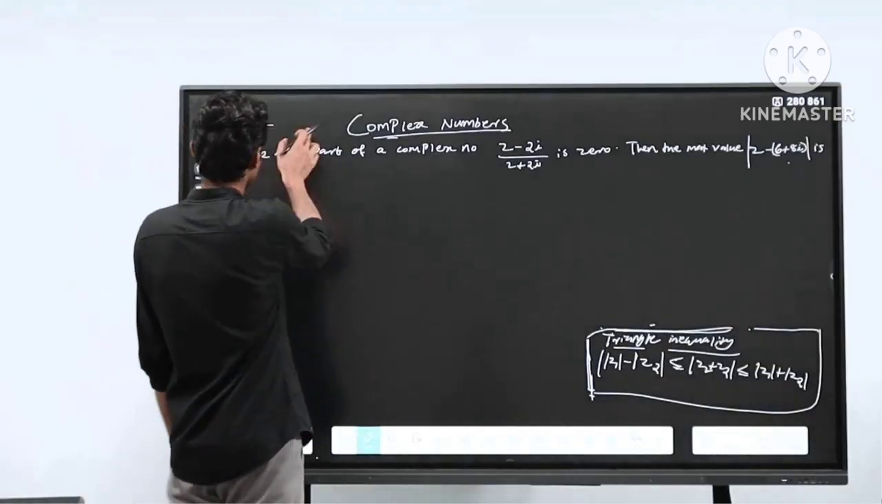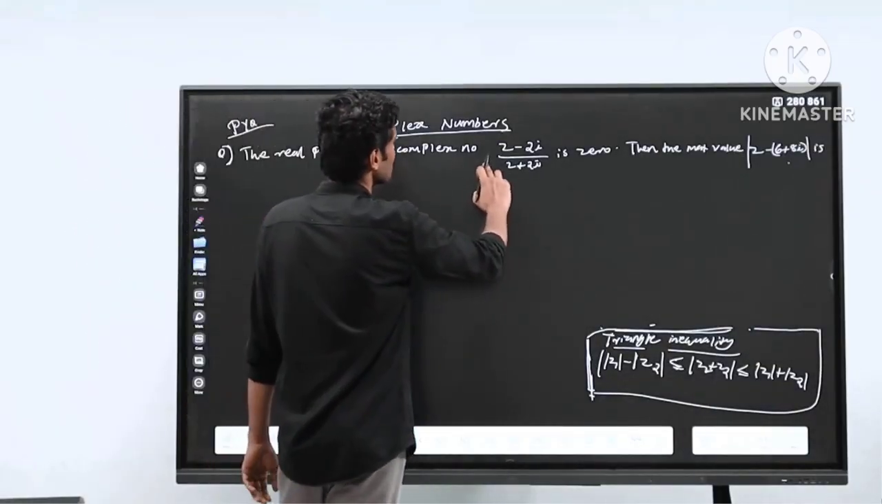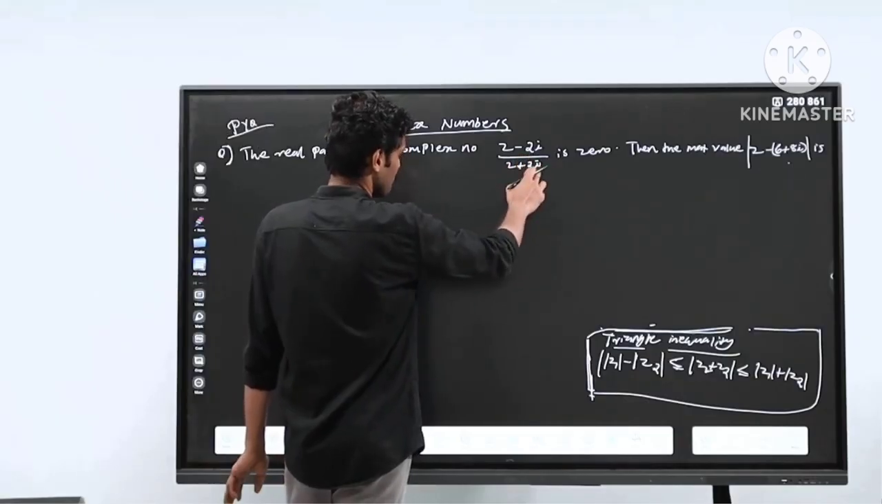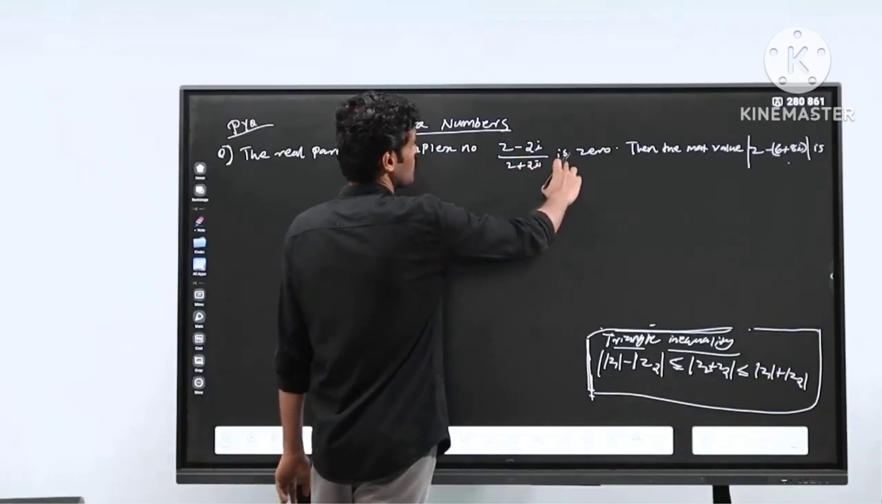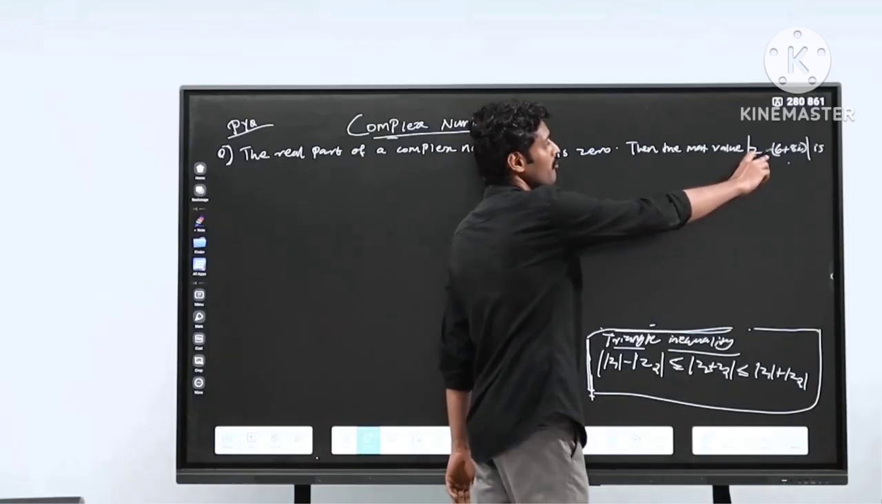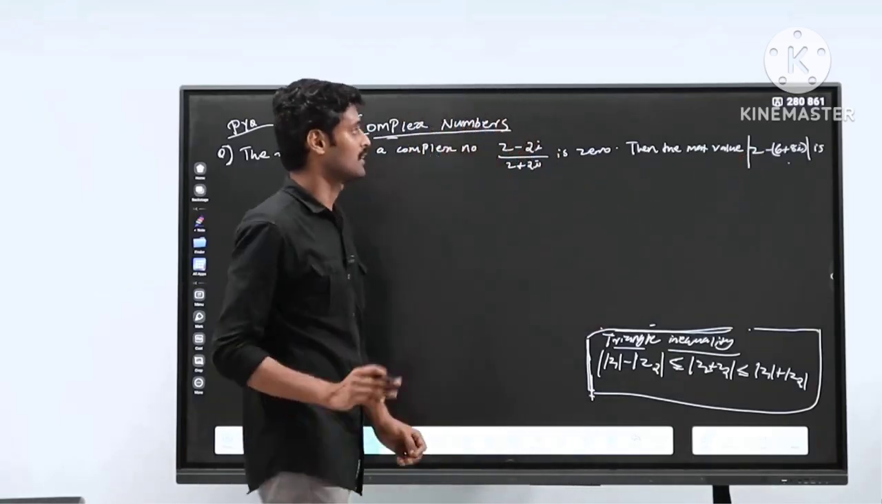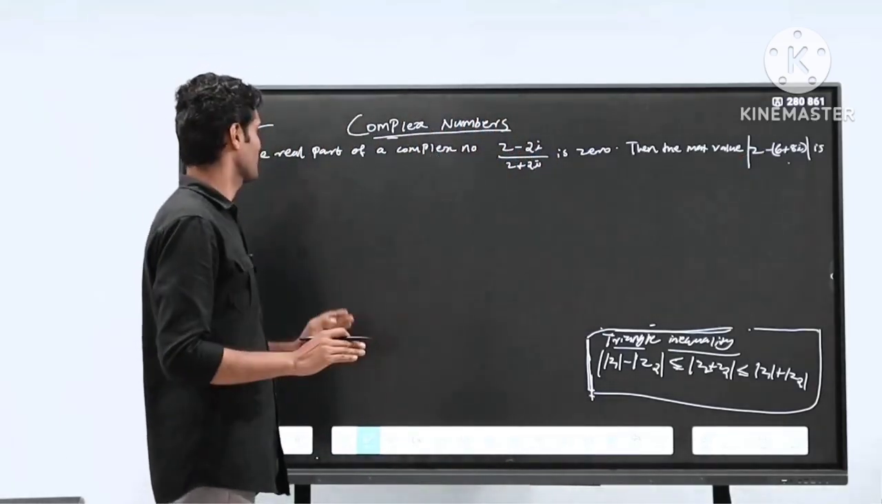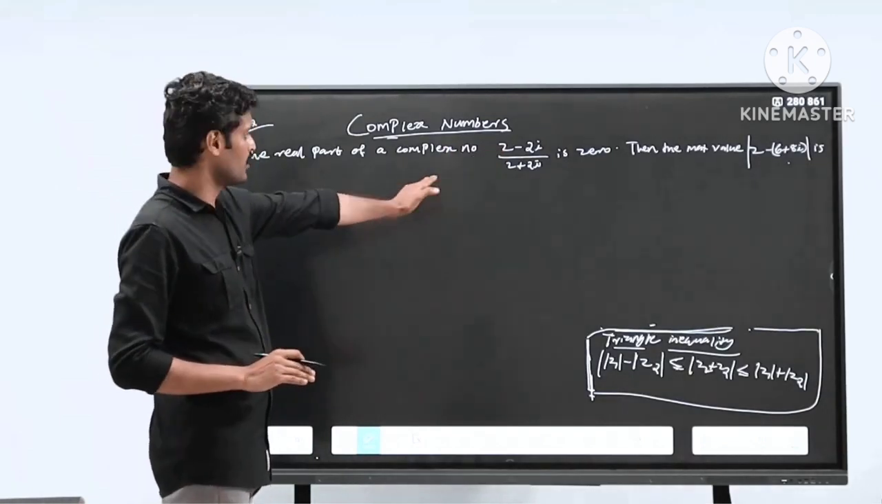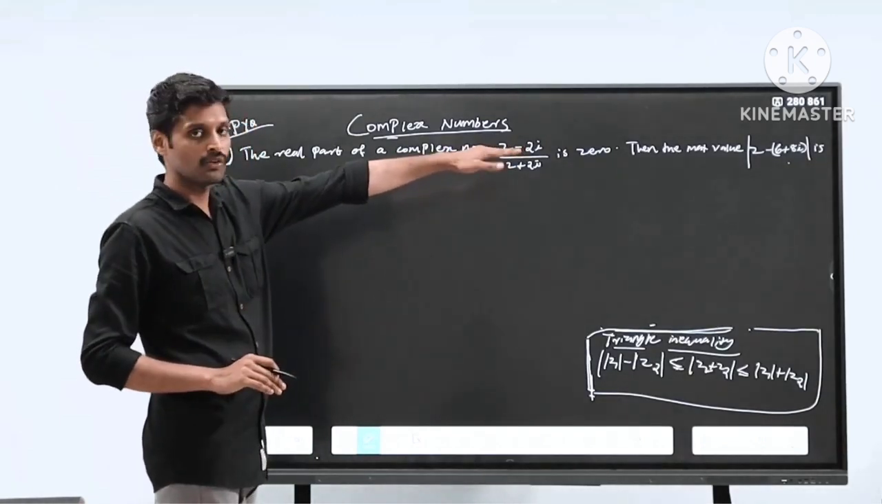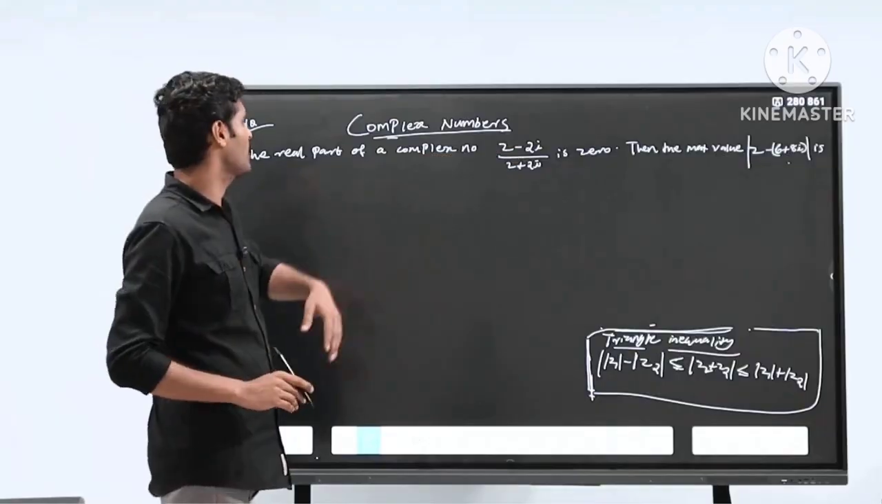this is the next question, a PYQ question. The real part of the complex number (z minus 2i) divided by (z plus 2i) is 0, then the maximum value of mod of z minus 6 plus 8i is. So this is the question. We need to find the maximum value of that modulus.